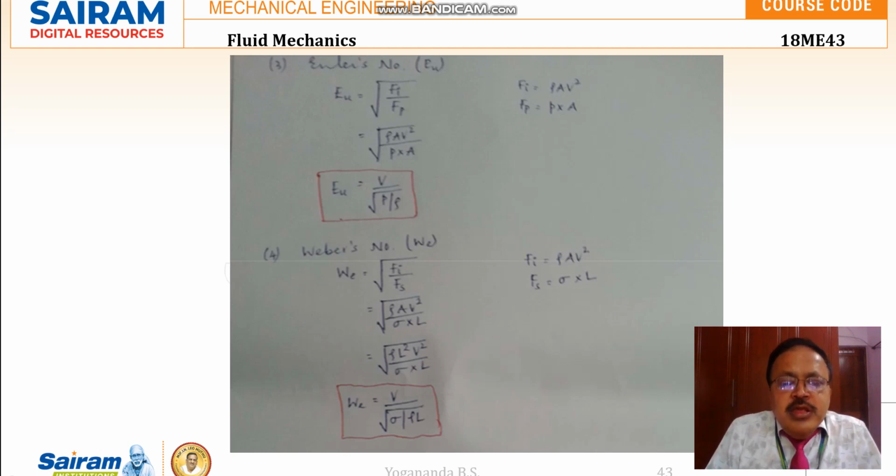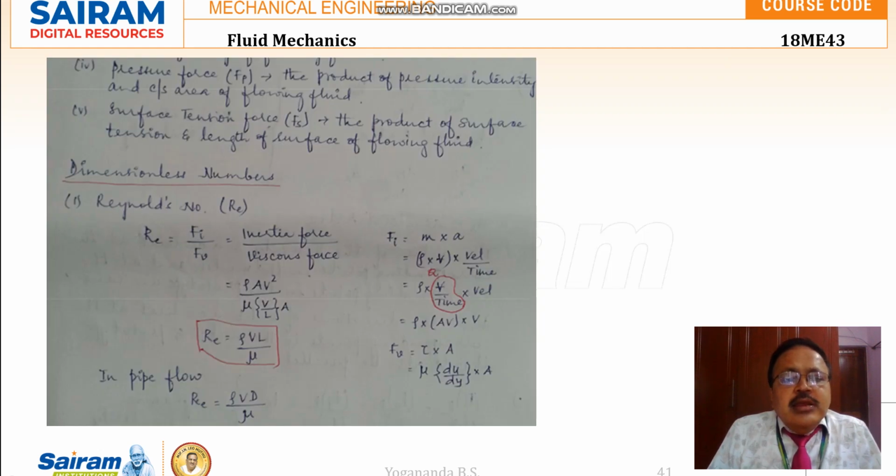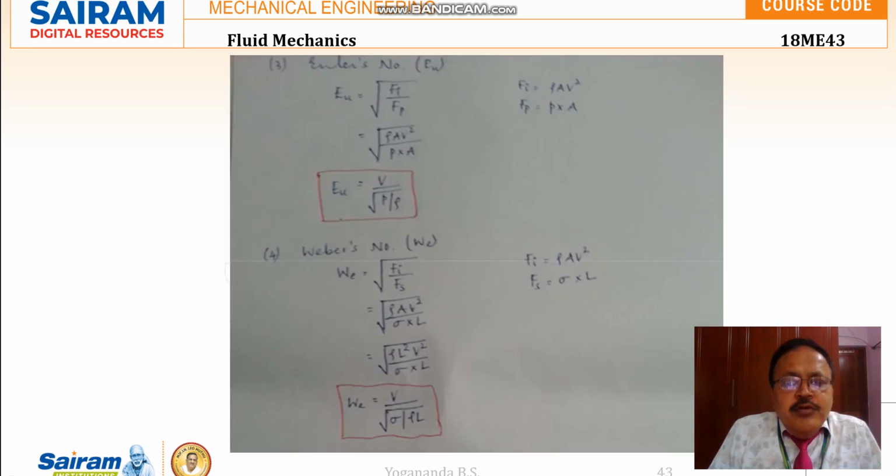Then Weber's number. It is the ratio of square root of inertia force by surface tension force. Surface tension force, as told, is the product of surface tension multiplied by length of the surface of the flowing fluid, surface tension sigma into surface length L. Inertia force is written as rho AV square, where A is written as length square, so V square. Simplifying, we are getting Weber's number.